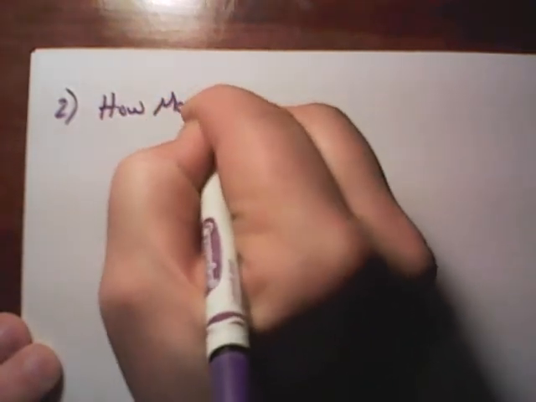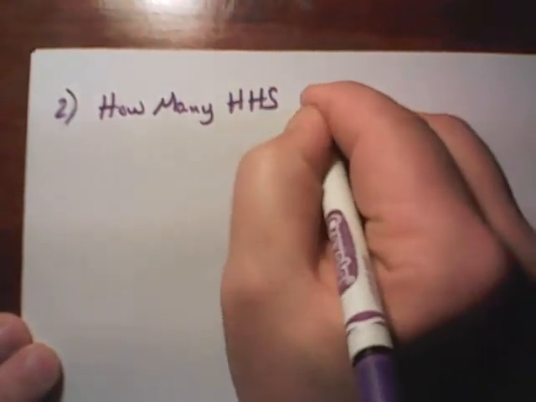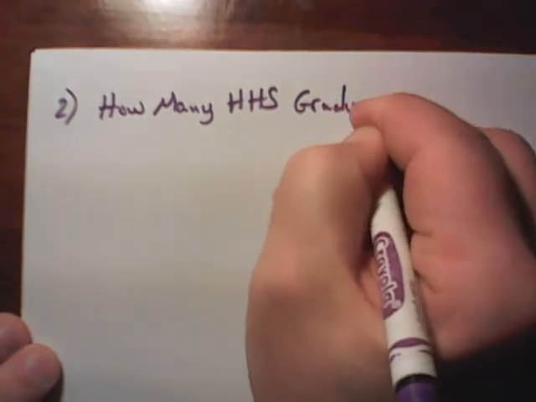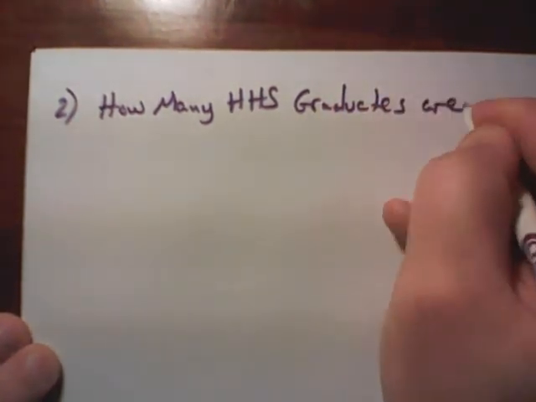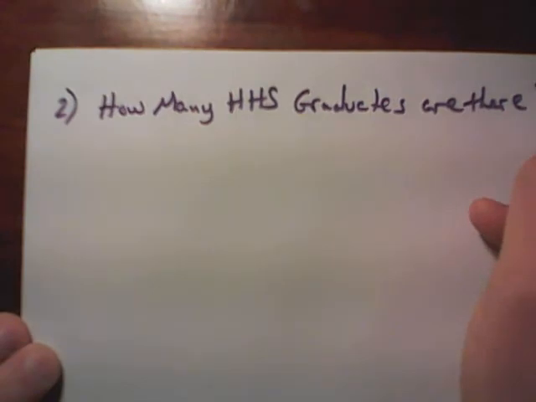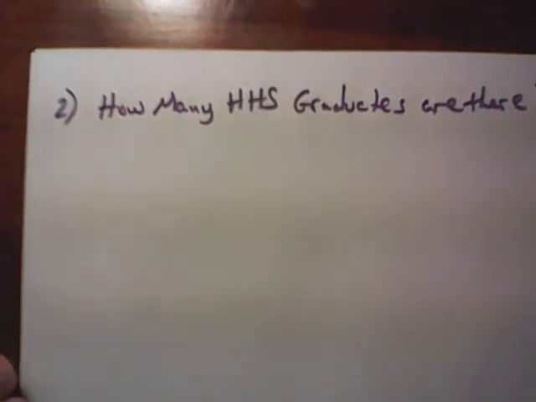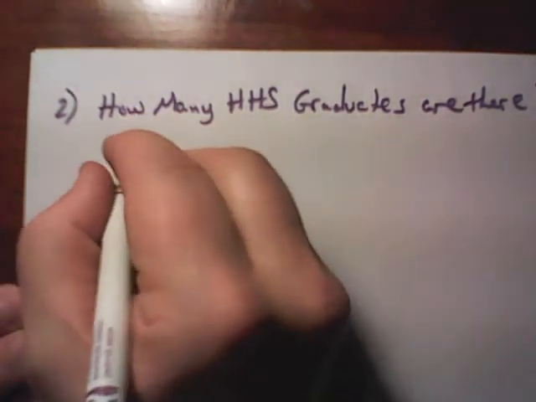Let's suppose that our example number 2 is, you can put down example number 2, we want to find out how many Homestead High School graduates are there in the world. How many Homestead High School graduates are there in the world? So a bit of a history lesson. This is not completely accurate, but it's pretty close.